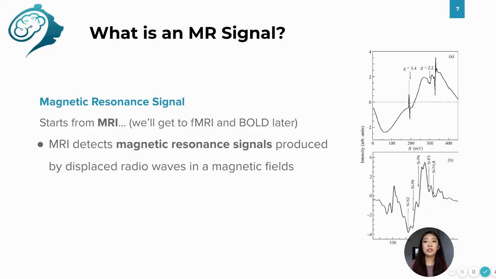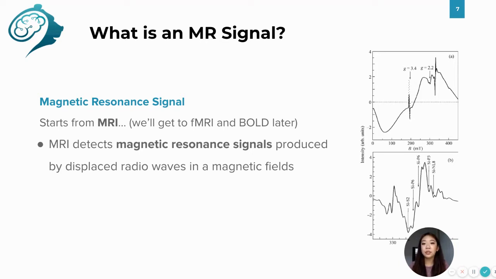So one of our questions was, what is an MR signal? MR stands for magnetic resonance signal, and we're going to start from MRI. I want to explain how this relates to MRI first and how an MRI works, and then we'll get to fMRI and relate this to the BOLD signal later.